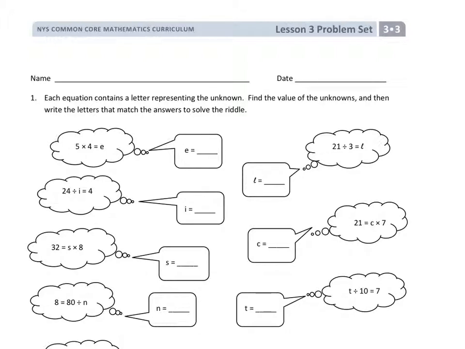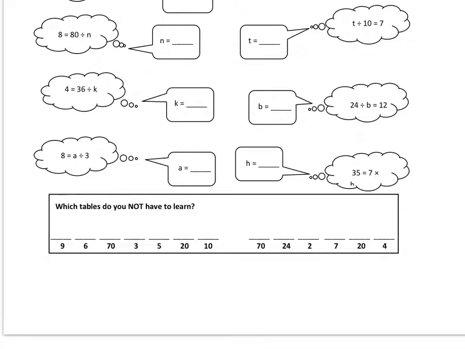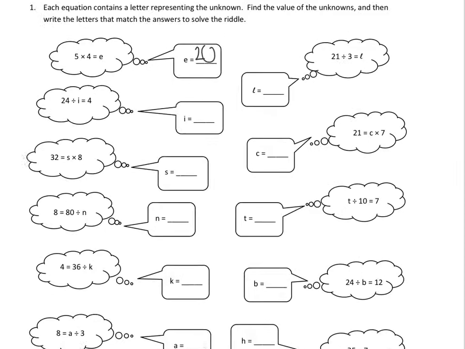I'm going to do a few of them with you, and then I want you to go ahead and finish this page. So it says 5 times 4 equals E. Let's count by 5s 4 times. 5, 10, 15, 20. So E equals 20. Now we're going to come down here, find 20, which is right here, and we're going to write E. So we're trying to answer this question, which tables do you not have to learn? So it's sort of a riddle. We're going to come back up.